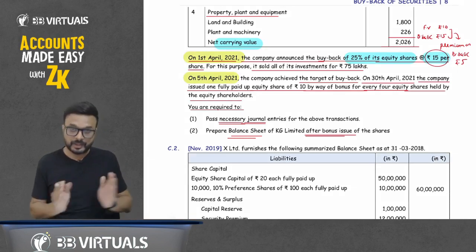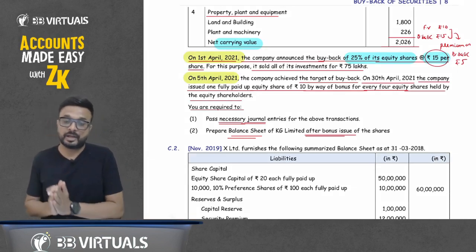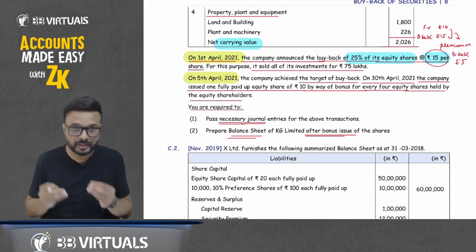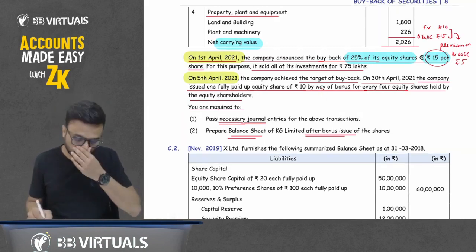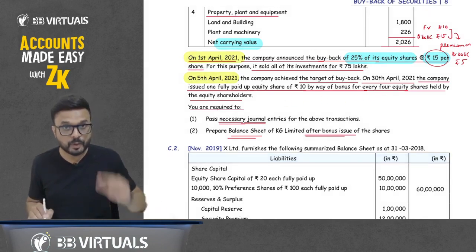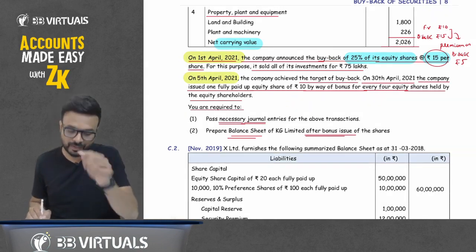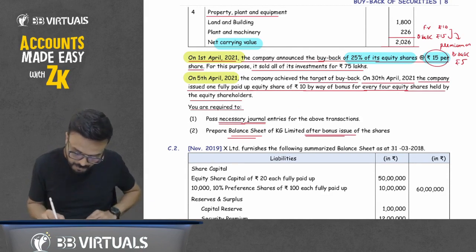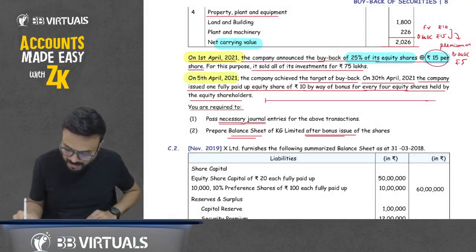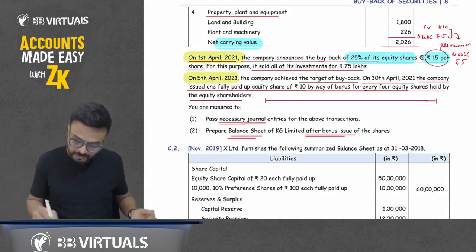Now what happened here? Understand the cycle here. Whatever I write is your study material. This is a soft copy, so whenever I write anything here, you have to write it down in the material you have. Understand the cycle here.